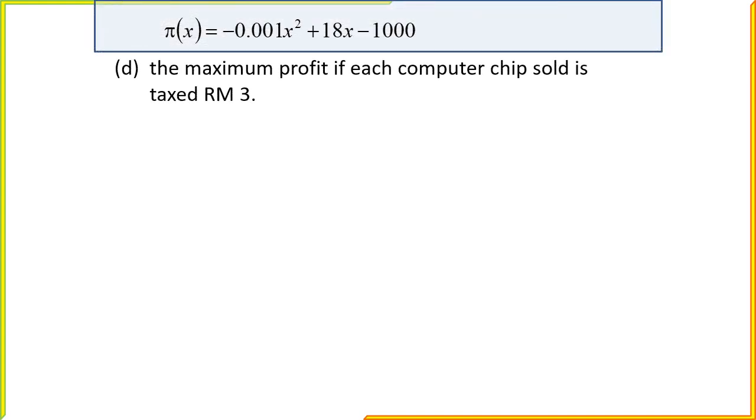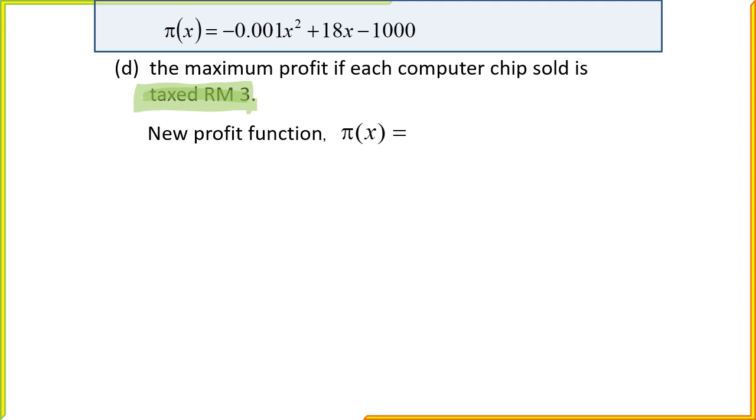So the next question, the maximum profit if each computer chip sold is taxed RM3. So apa ini tax RM3? So this is a special case, tax RM3. So every computer has a tax of RM3. So each quantity will have to be deducted by 3 ringgit if you want to sell it. We get the revenue and then we need to subtract 3 ringgit for each.